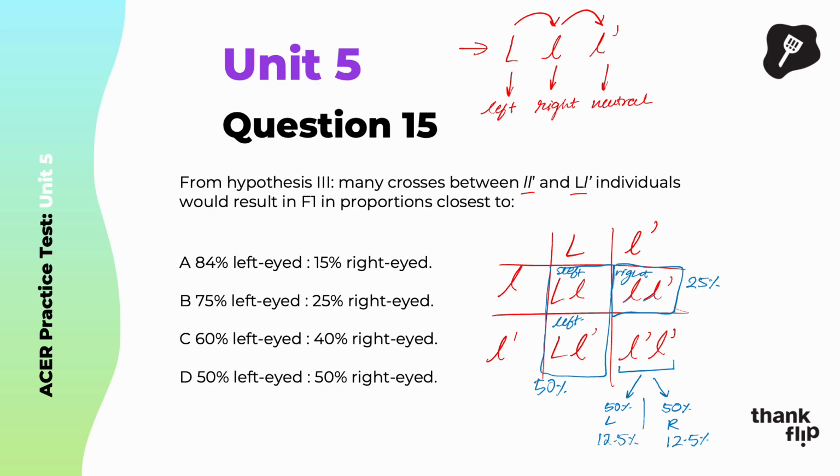12.5%. So this is 50% left, 25% right, and we just add these to this, right? Because half of these are probably going to be left and half are going to be right. So we can say that we have 62.5 left, and then we have a 37.5 right. And the closest values to this are represented by the answer option C.